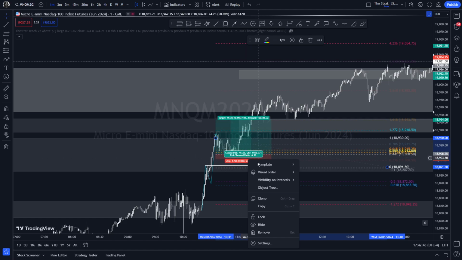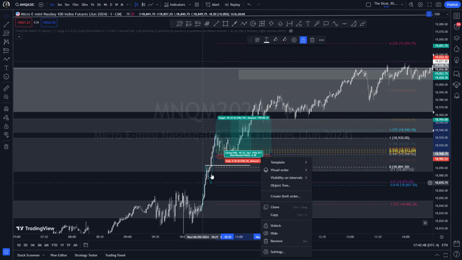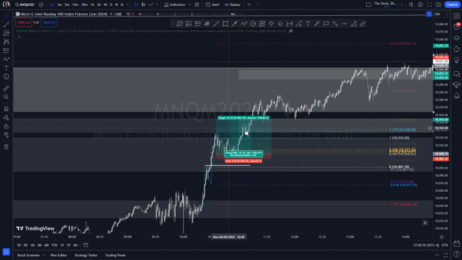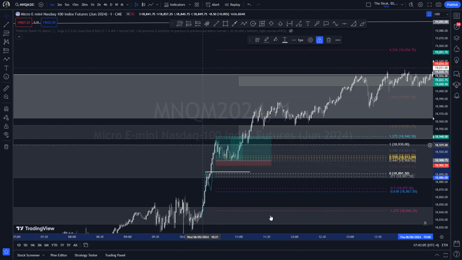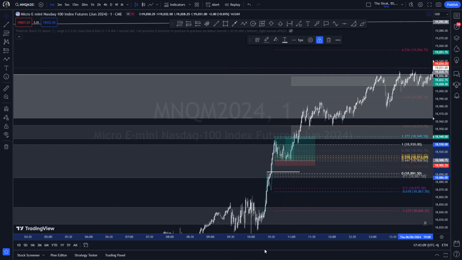And then this risk reward was 6.96. And so targeting, actually, I'm sorry, targeting this level here, the 1.272 to this also aligns with where supply is, from where the initial move was up.